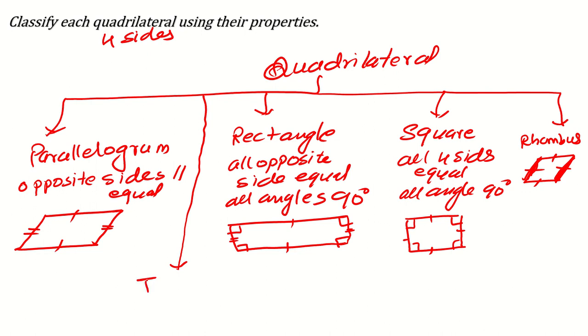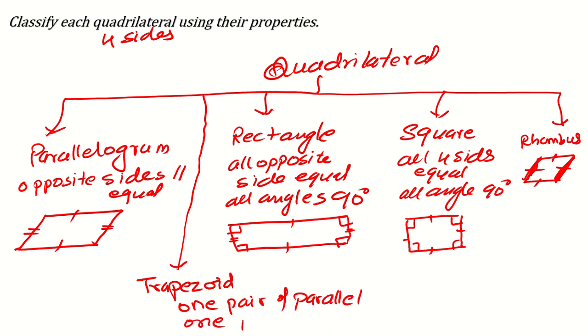This is called trapezoid. In trapezoid, what we have? One pair of parallel sides. This is the one condition, and then one pair may be equal, may not be equal. So I'll not write this because it is not necessary. One pair of sides will be parallel. This is definite. So it will sometimes look like this.